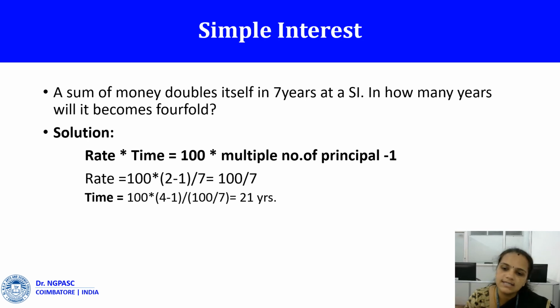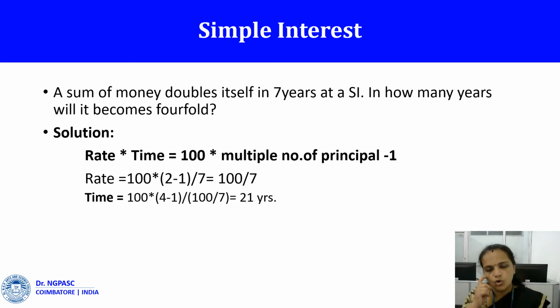Fourfold means 100 to 400, extra 300. So for 100 it takes 7 years. For 200 it takes 14, and for another 100 it will take another 7 years. That is equal to 21 years it takes.